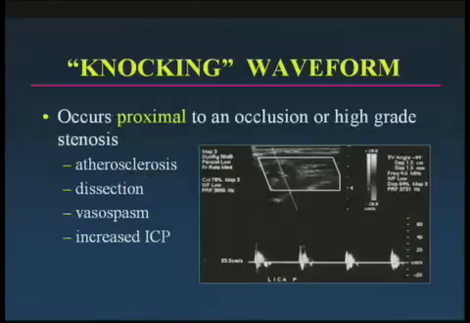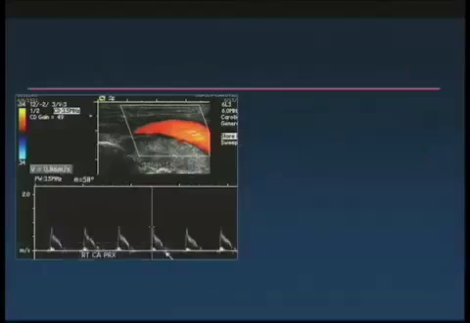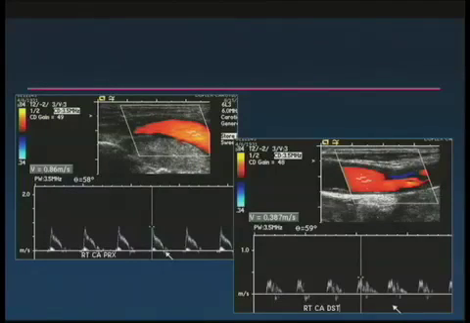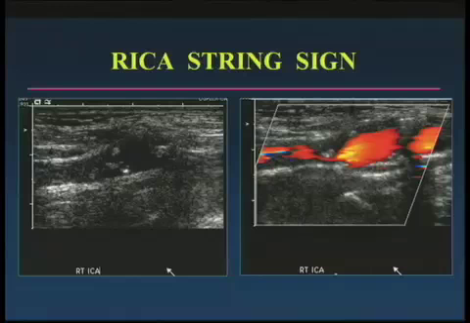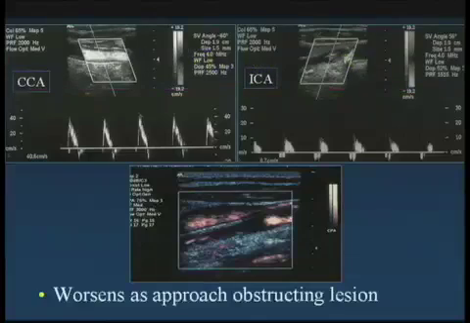This occurs proximal to an occlusion or a high-grade stenosis. And think about atherosclerosis, dissection, vasospasm, or increased intracranial pressure. Here is a patient where you have reverse flow in early diastole, no end diastolic flow in the common. As you go up the common, the peak systolic velocity decreases, the reversal of flow becomes more pronounced. You know there needs to be an occlusion above that, and sure enough, there's a high-grade stenosis with a string sign in the right internal carotid artery.